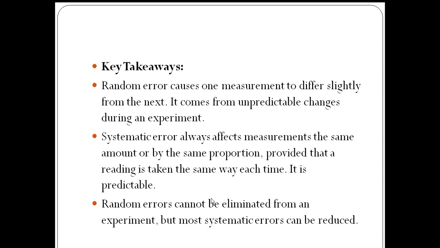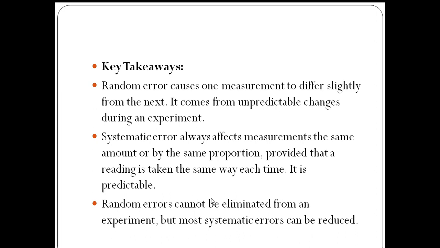The systematic error always affects the measurements by the same amount or by the same proportion, provided that the reading is taken the same way each time. It is predictable. So this is regarding systematic error.